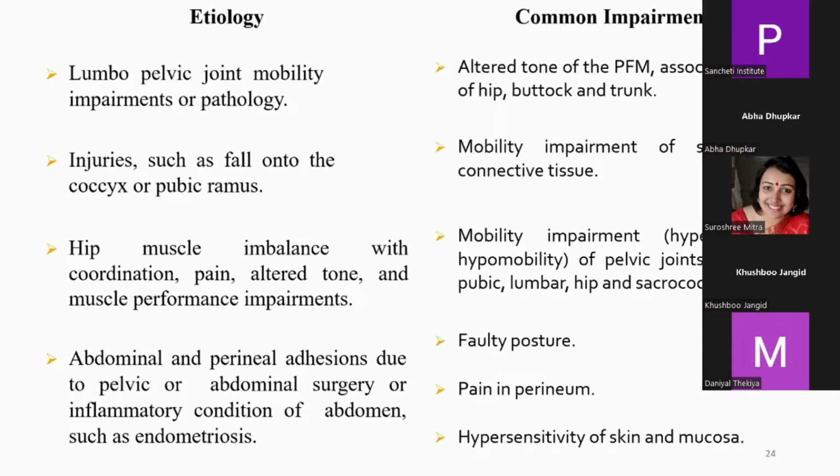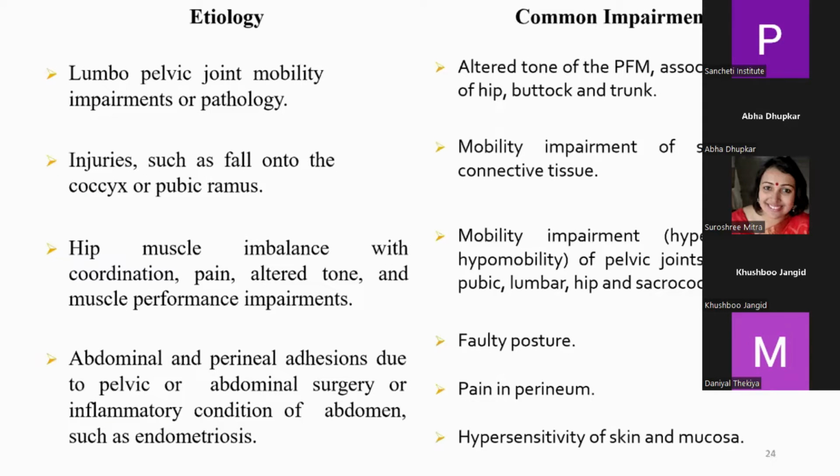So basically, which joints you're going to see, because pelvic joint is a very broad term. You can go for the SI joint, the pubic joint, the lumbar joint, the hip and the sacrococcygeal joint. So you have to go for the assessment of these particular joints. If there is any faulty posture, if there is a pain in the perineum, and if there is hypersensitivity of skin and mucosa. So these are the common impairments which we see in this type of hypertonic dysfunction.